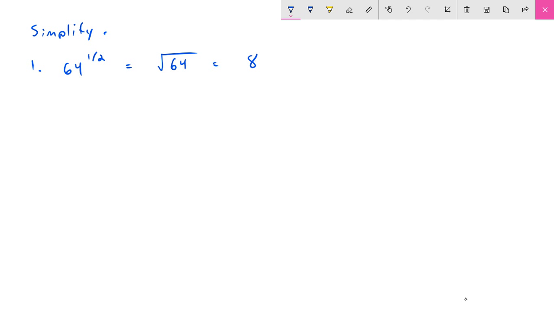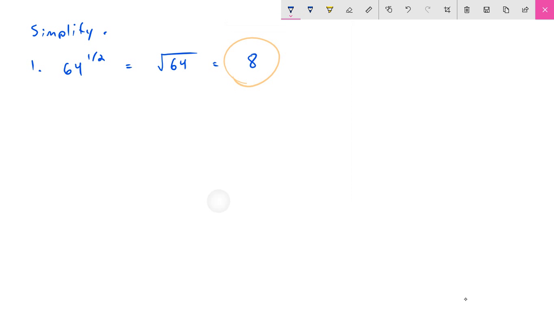Now, why did you not say plus or minus 8? That's where the instructions come into play. It didn't ask for all real roots. It just says simplify, right? And that's when we know that the radical sign just means the positive version. So this is your answer, 8. Very good.